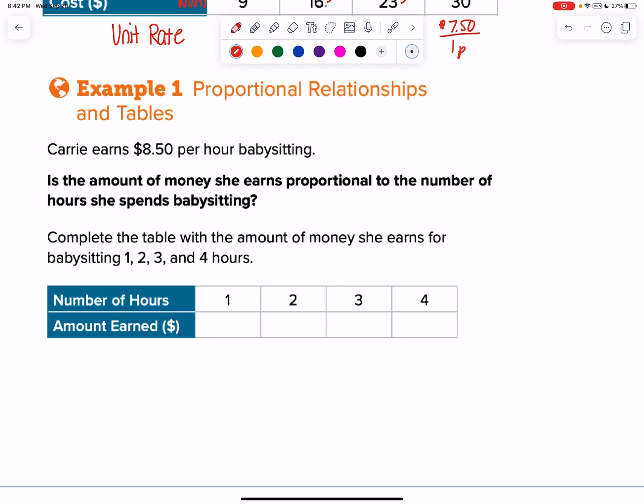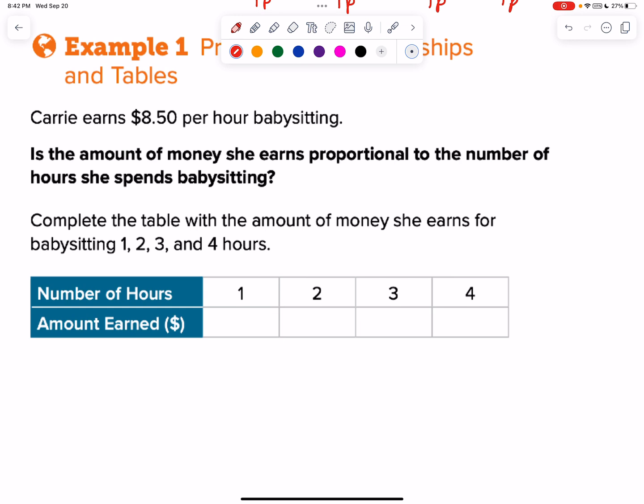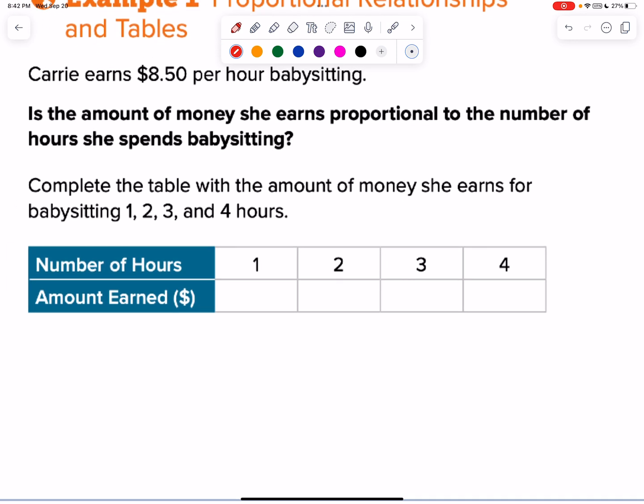So we have example 1. Carrie earns $8.50 per hour, which is pretty good. Some kids I asked today said they usually charge about $5 an hour. So we want to know, is the amount she earns proportional? And you should already know the answer is yes, because it's $8.50 per hour and there's no other variation with that. So this will be pretty quick here.